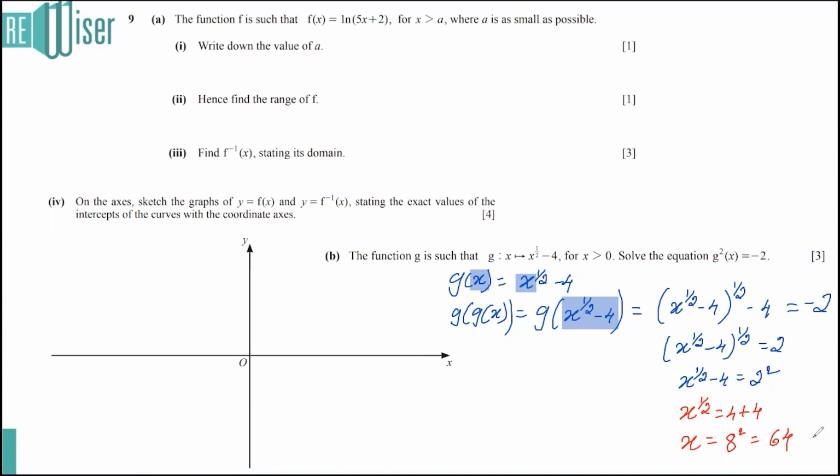Now, the mark distribution goes something like that. It's a 3 mark question. Figuring out and getting this g of g of x expression correct, we can get 1 mark. Simplifying it up till this step or this step, we can get another mark, and getting the final answer correct, we can get the final third mark. And this is how we solve this particular sum.